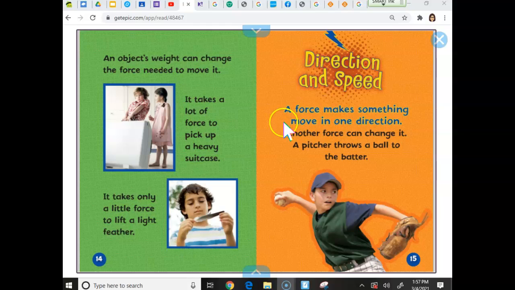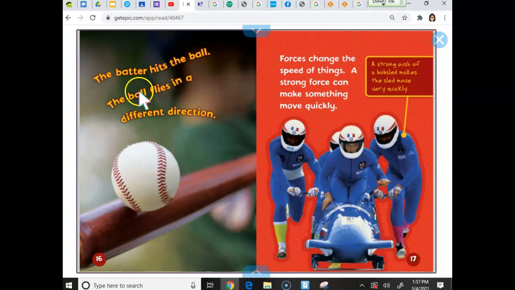A force makes something move in one direction. Another force can change it. A pitcher throws a ball to the batter. The batter hits the ball. The ball flies in a different direction.